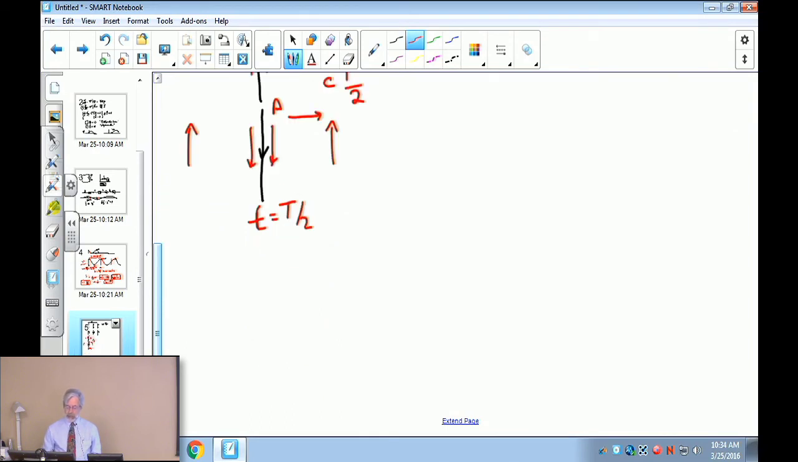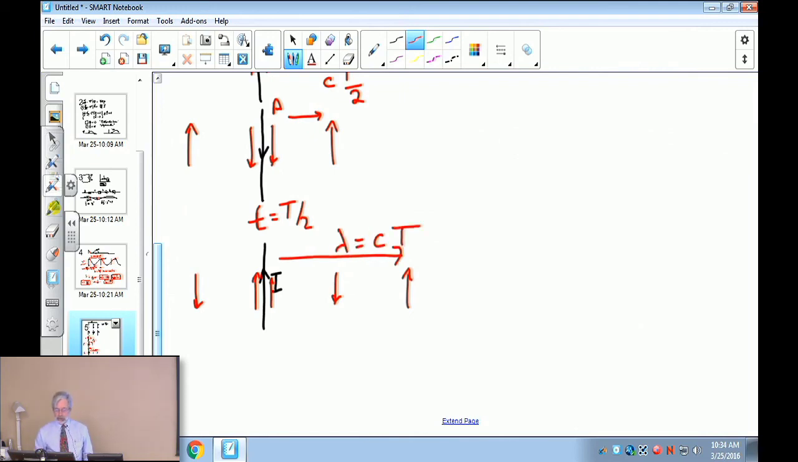Okay, and then after another half period, the current in the wire is up, which means the A field is going to be up very close to the wire. It's going to be down here and then back up here, and so this distance, lambda, will be c times the period of the motion. And so the A field is going to be sinusoidal, like that.